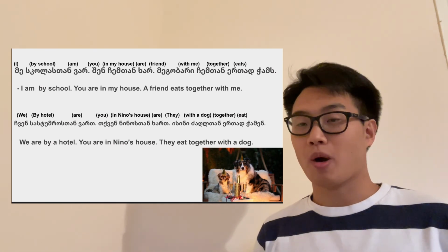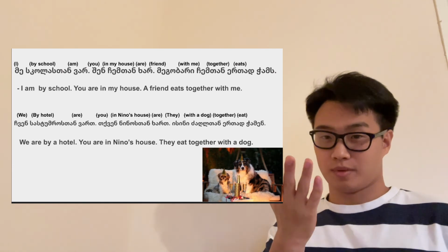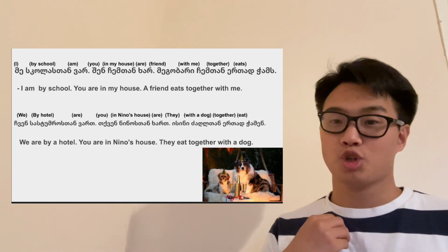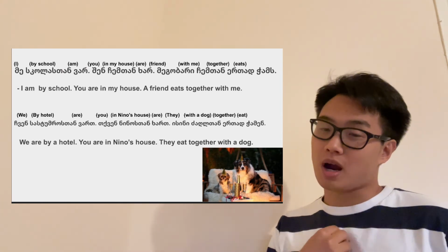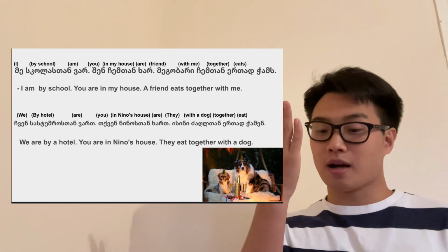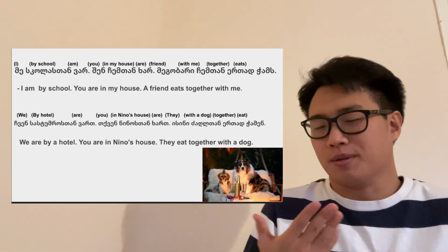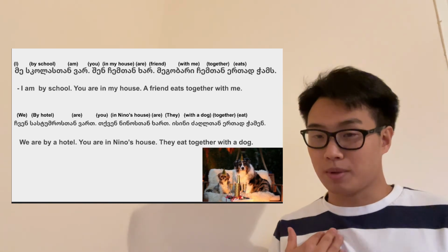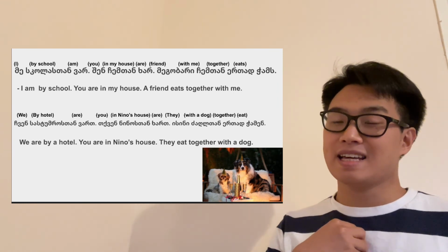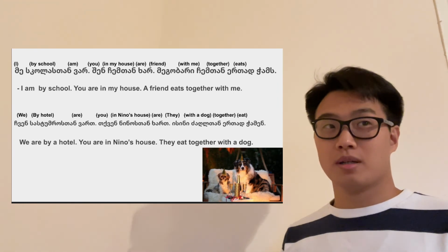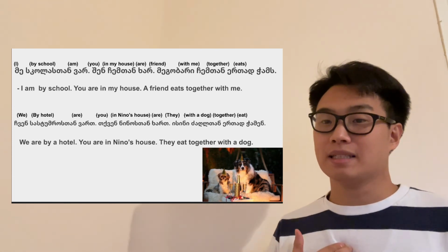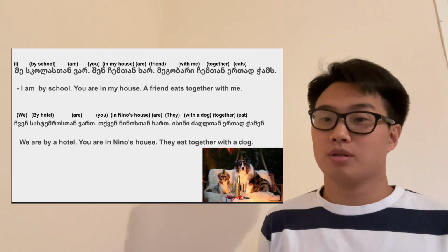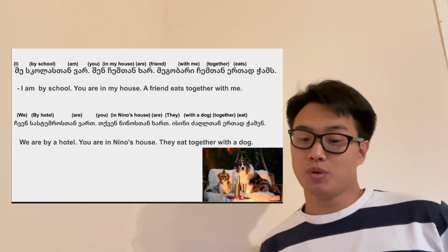And next, you are in my home, in my house. Shen, you, second person singular form. Shen chemtan khar. Chemtan means in my home, in my house. And next, a friend is together with me. Megobari, friend, together with me. In Georgian it will be chemtan ertad. Ertad means together in English. Chemtan ertad chams, third person singular form. Megobari chemtan ertad chams.